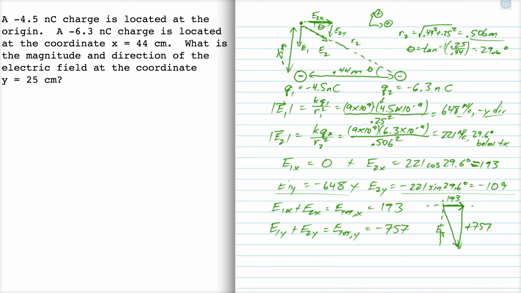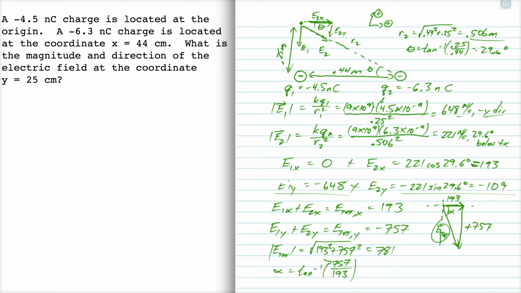Okay? Going to make some angle alpha with respect to the positive x-axis. Okay, so now I just have to solve for the hypotenuse of this triangle, right? So the magnitude of E total is square root of 193 squared plus 757 squared. So that's 781. And then alpha, that's going to be the inverse tangent of opposite over adjacent.